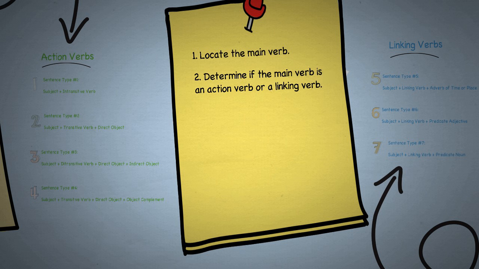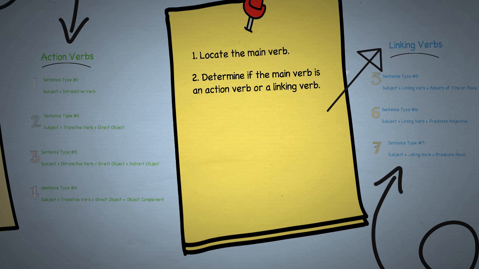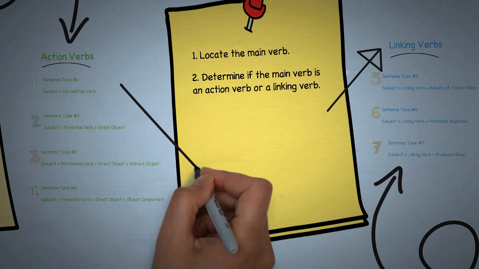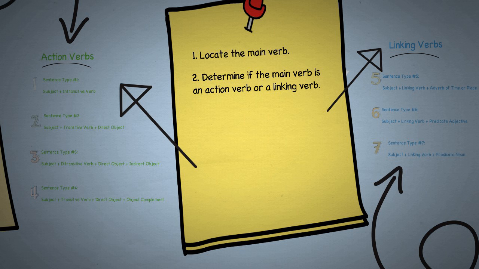Once you've identified your main verb, the next question for you to ask yourself is whether that main verb is an action verb or a linking verb. That is, you want to ask, is the main verb a form of the to be verb, or can you replace the main verb with the to be verb and retain the same meaning of the sentence? If it is one of those things, then you have a linking verb and you need to be looking at sentence types 5, 6, and 7. If those things do not apply and you clearly have an action verb, that is, there's some kind of inherent action going on in the sentence, then you need to be looking at sentence types numbers 1, 2, 3, and 4.